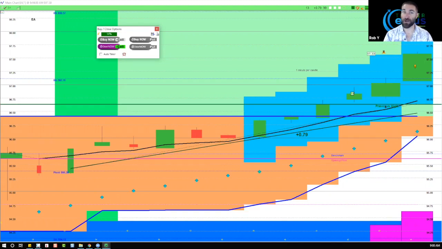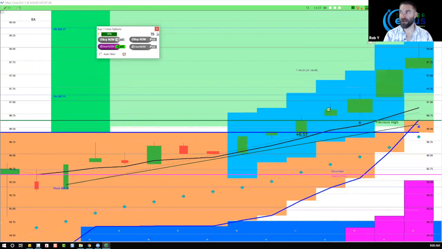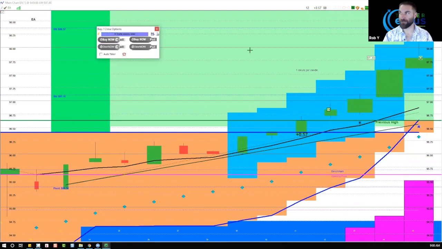I would only recommend to my students, if you did get into this trade, if you happen to find it, because it was a kind of a hard one to find, I would get out right here, 19%. We'll close that, and here's why. We got close to RB.